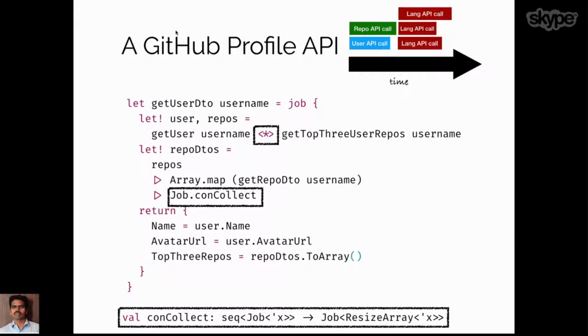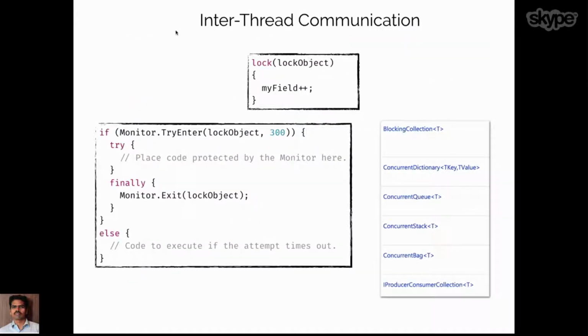So this is the GitHub user profile API that we saw in the previous example, using the Hopac library. And once we got around that with multiple jobs, the next thing we are interested in is how do we communicate with each other? In a typical threading environment, we do something called inter-thread communication.